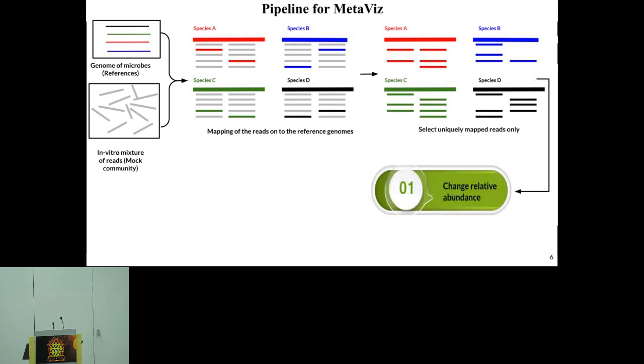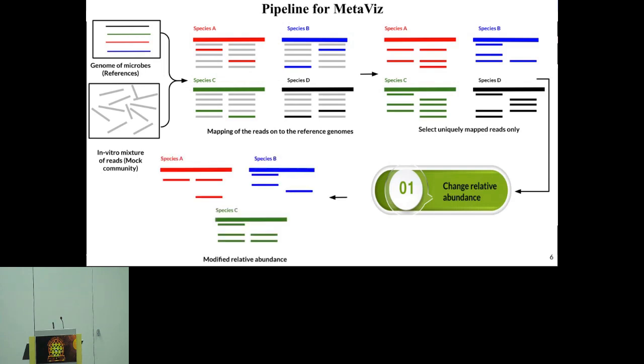The first change it can make is to change the relative abundance, and by changing I mean it can increase or decrease it relatively. Relatively is important here, because we are not going to generate any new simulated reads. So if we decrease one species' reads, automatically the second or third species' reads are relatively increased, right?